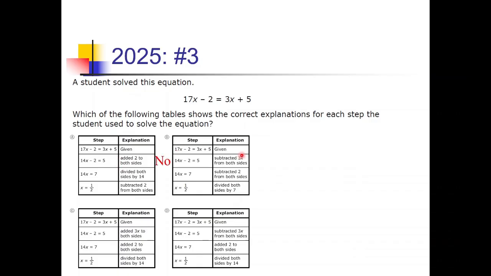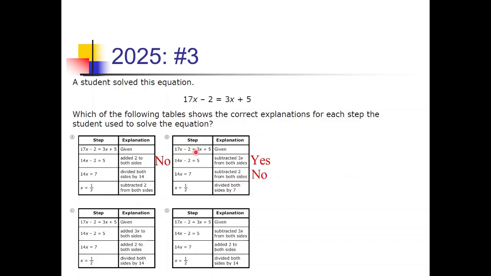Moving on to table B then, for their next step here, they said subtracted 3x from both sides. Well, we started with 17x and 3x, and now we've got 14x, and nothing else has changed. So yeah, definitely that's true. Now for their next step, they said subtracted 2 from both sides, and the minus 2 is gone, but if we had subtracted 2 from both sides, that actually would have given us 3 on the right side, not 7. So they had the right idea with the 2, but they did the wrong thing with the 2 in terms of the explanation.